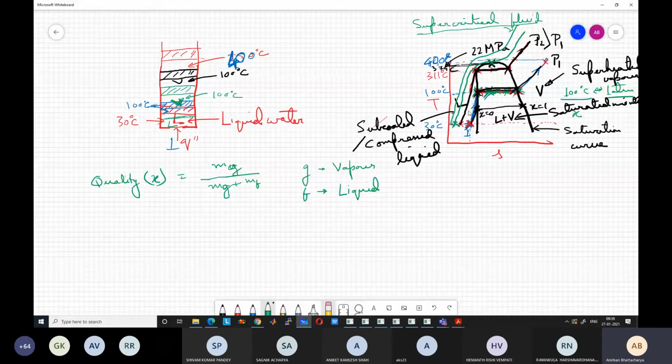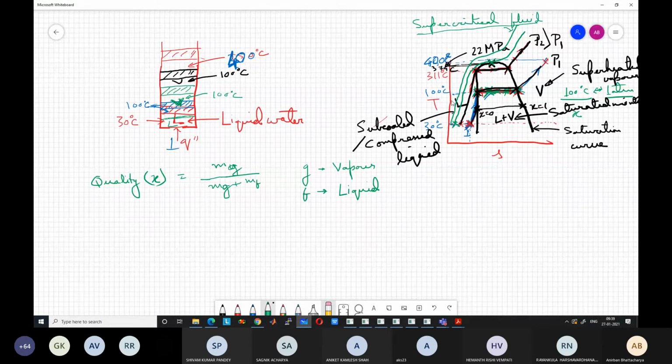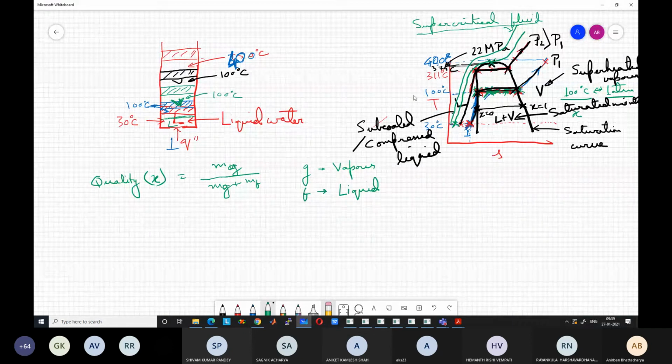Sir, you told that when we increase the pressure from 1 to 100 atmospheric pressure, the point of saturation would be on the right, like its entropy would increase compared to the earlier saturation point. Why is that, sir?